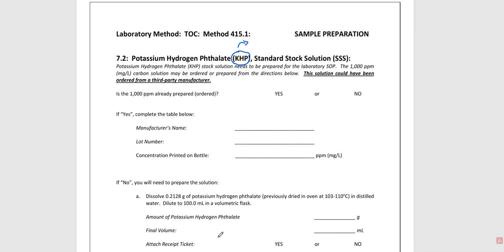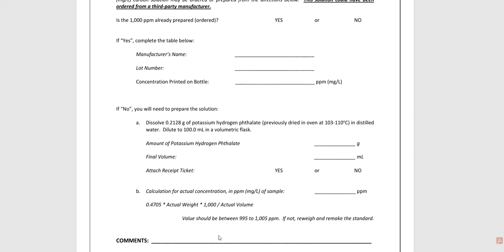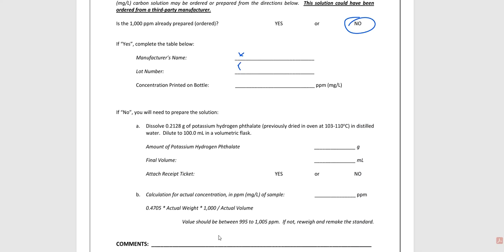And on this form, it's going to say, is the 1000 ppm already prepared? Most of the time we're going to hit no, because I'm going to get you to do it. Then it says, if yes, complete the table below: manufacturer's name, the lot number, and the concentration printed on the bottle. These are going to be NAs for us, especially if we make it ourselves. I go to the balance, I weigh out some stuff, I make my own solution. So those are going to be NAs. You should never leave blanks blank. You should never put a line in them. You should always write something in them, and that is NA for not applicable.